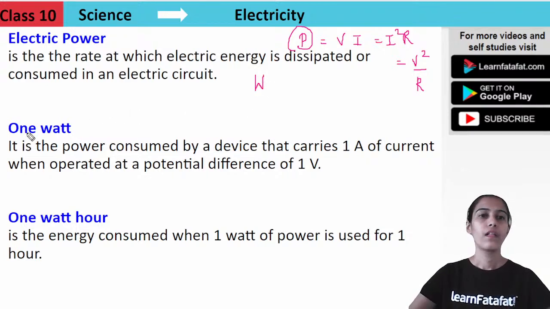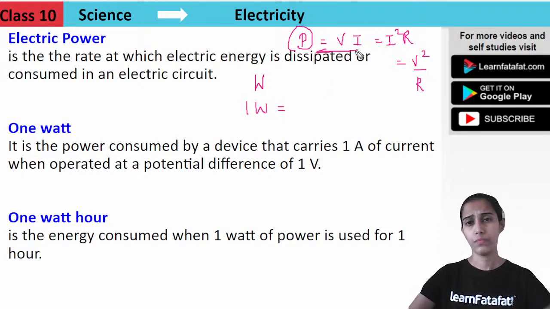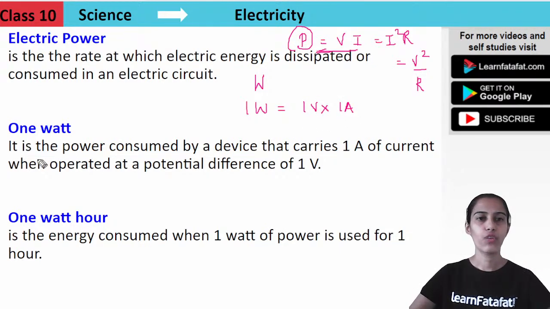Okay, 1 watt की definition, 1 watt is equal to, because P is equals to VI, so 1 watt is 1 volt into 1 ampere. So we can define 1 watt as the power consumed by the device which carries 1 ampere current when operated at a potential difference of 1 volt. So, but we also have bigger units of power. Kilowatt, I told you 1 kilowatt is 1000 watts.